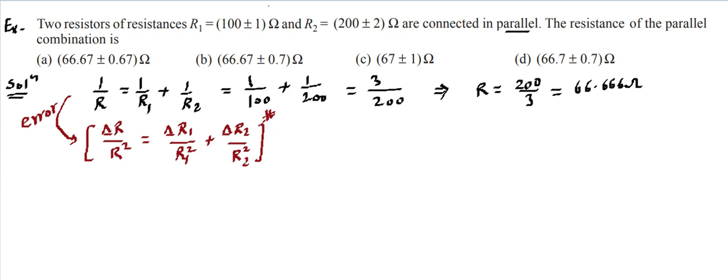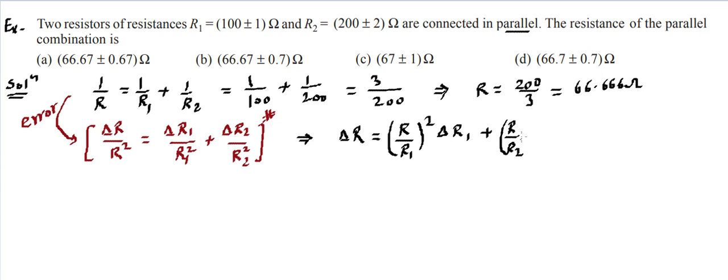If you are using anything else, that's going to be wrong. Okay, now we can find out what the delta R is going to be. So we say delta R divided by R square. R we have already calculated, so we can rewrite it this way: delta R is equal to R divided by R1 square, the whole square of this number, into delta R1, plus R divided by R2 whole square into delta R2.